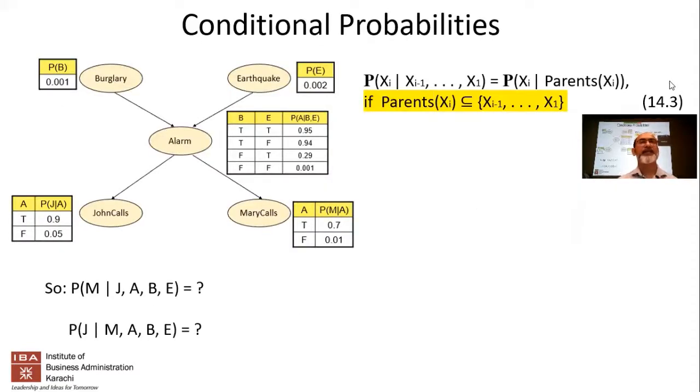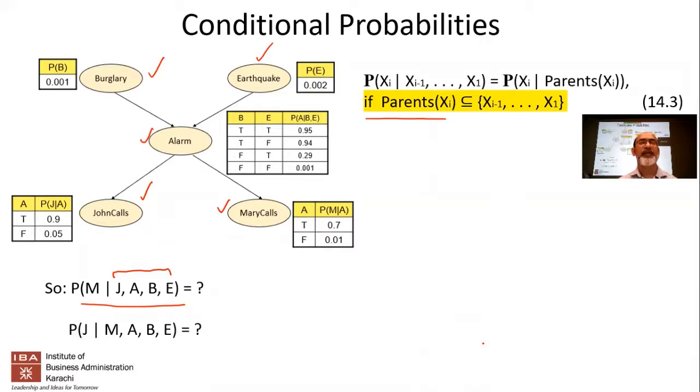Now the next major step is conditional probabilities. This is not the complete conditional probabilities, but a slight subset of that. Let's say we have this particular problem. We want to say, what's the probability that, let's say, Mary calls given all of these guys above? Given that John calls, the alarm rings, the burglary happens, and the earthquake happens.